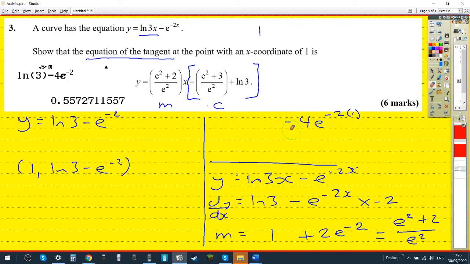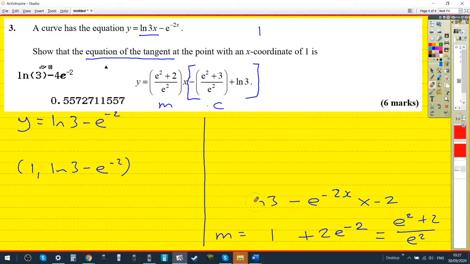If I sub it into the top equation, where the curve has equation y equals ln 3x minus e to the minus 2x? No. You're trying to get c. How do you find c? I usually just sub in the gradient, the x and the y value, and then the final value is c. But into what? You sub them into what?